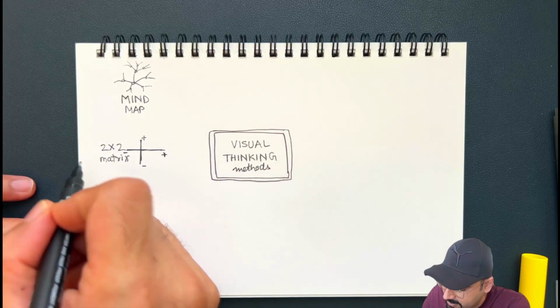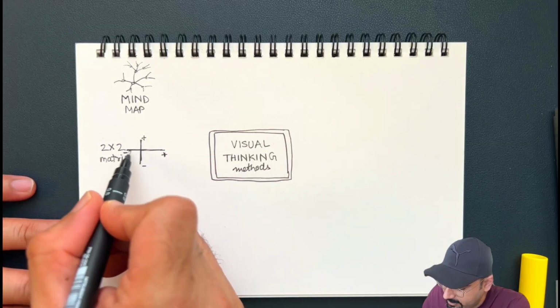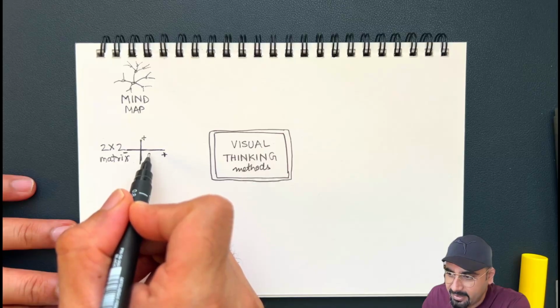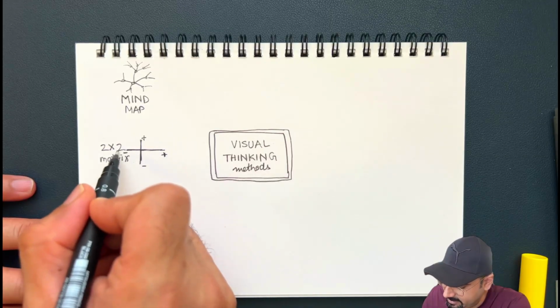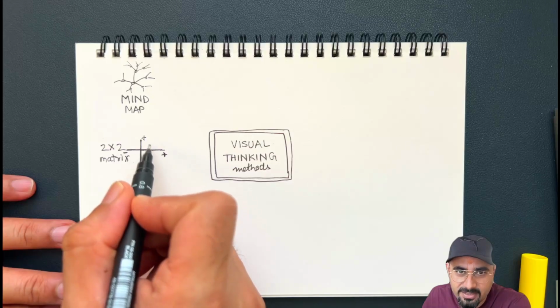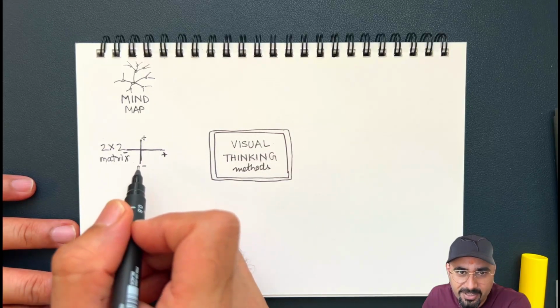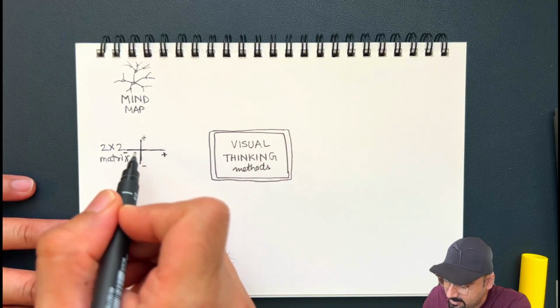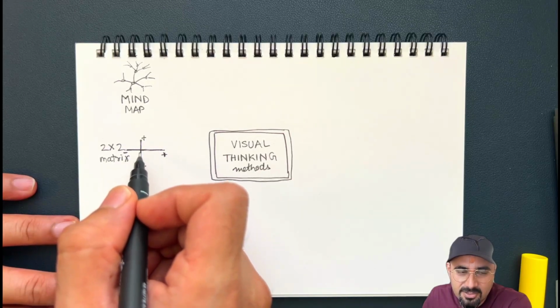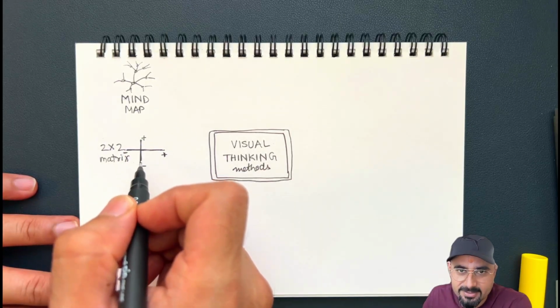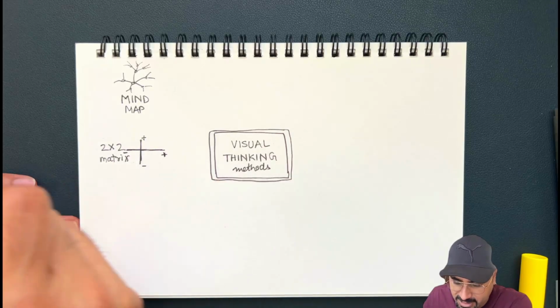So you can think of, let's say, courage versus confidence, or courage versus communication, and then on one of the axes you choose courage, on the other axis you choose communication, and then you start to put down the related ideas or topics onto the matrix. Okay, so this is more like a chart.